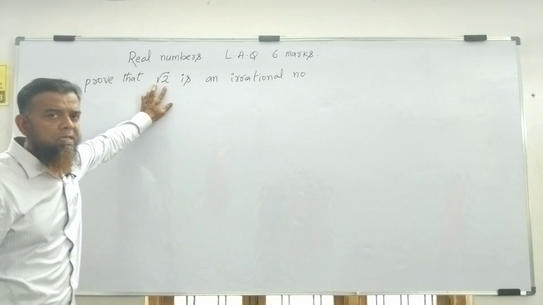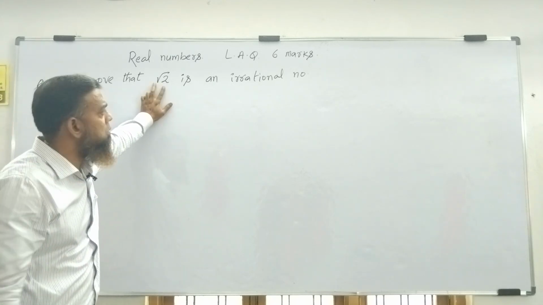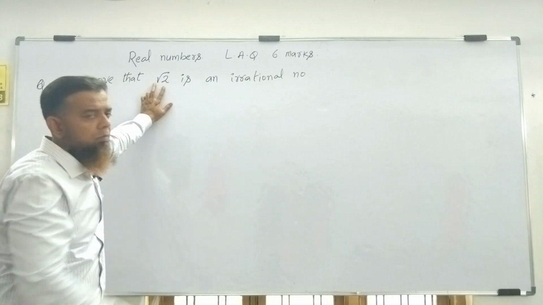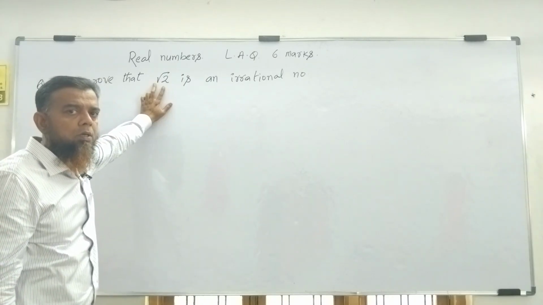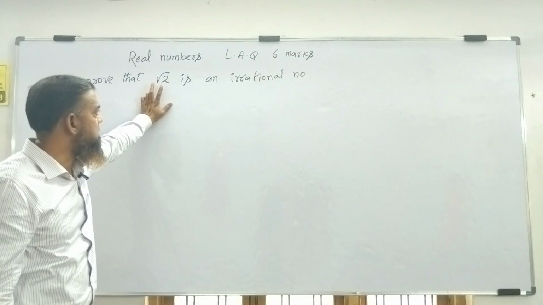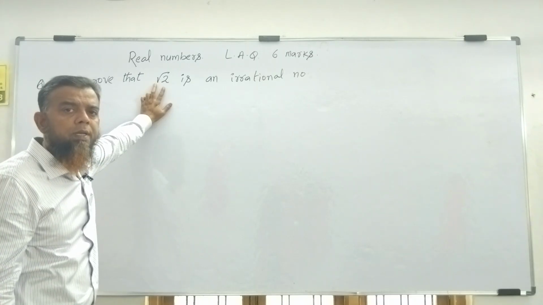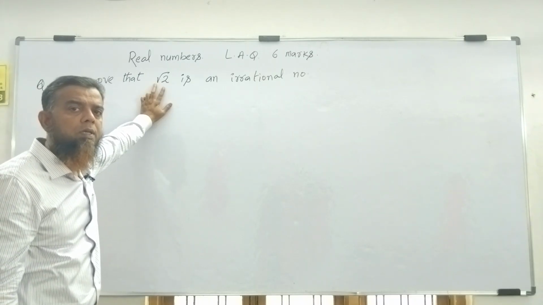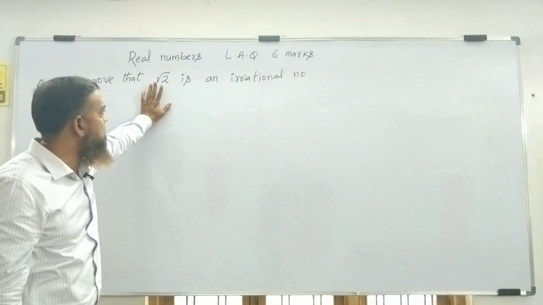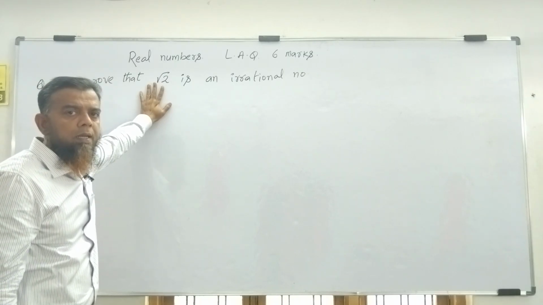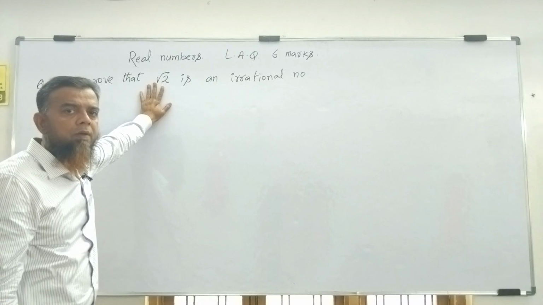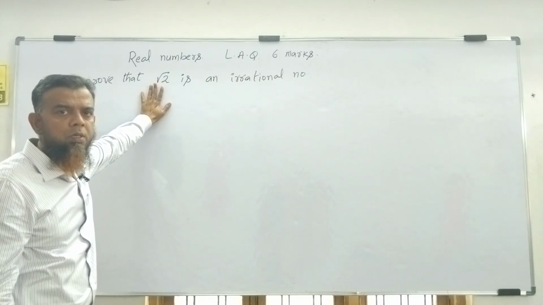Here root 2 is given. That root 2 is an irrational number, that we have to prove. Like this, totally 2 more problems are there. This is root 2, the next one is root 3, the next one is root 5. If you know how to solve and prove this one, then root 3 and root 5 are very easy to do. So concentrate on the board.